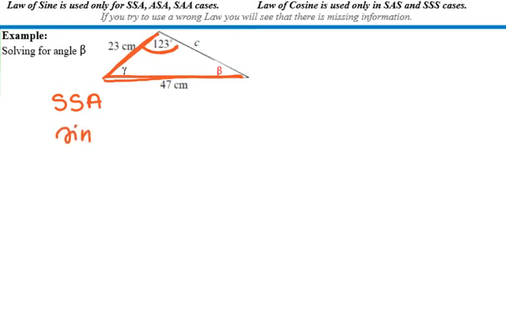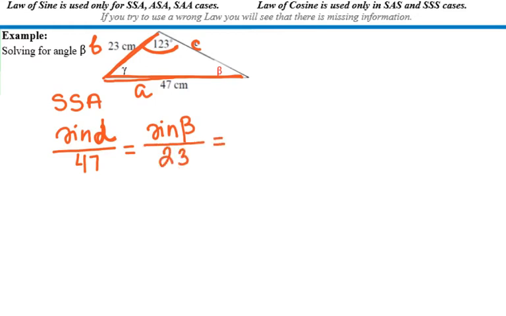sine of alpha over A, and my A is 47, yes, because this is C, this is B, so this must be A, and 123 is alpha. So sine of alpha over 47 is equal to sine of beta over B, which is 23, and equal to sine of gamma over C. Because gamma and C are both not given, I don't have to include this in my equation.